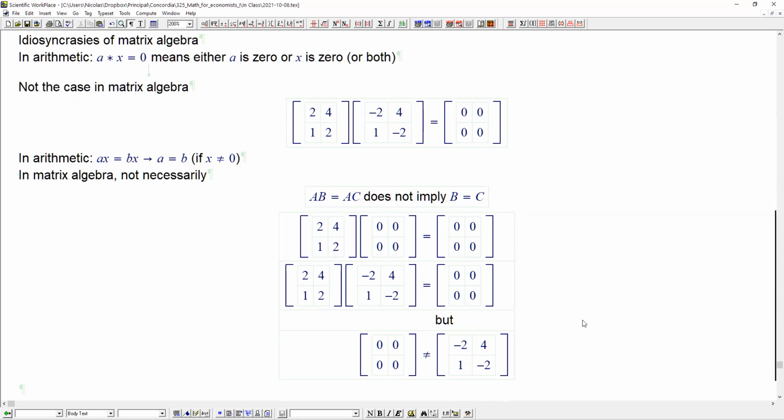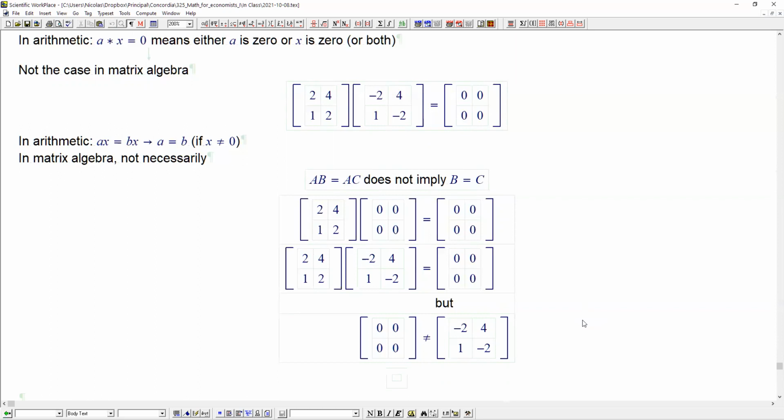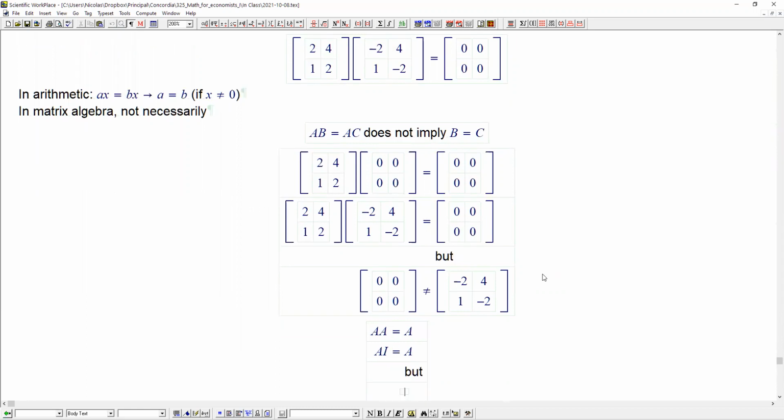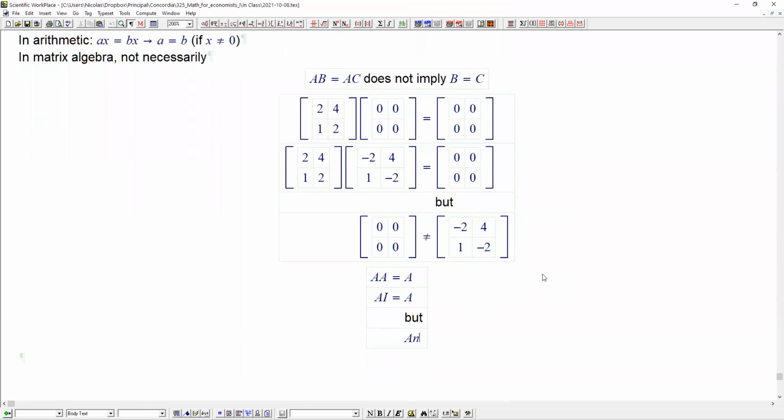Or one other case is the idempotent matrix. So AA equals A, but A times the identity matrix will equal A as well. But A is, of course, not necessarily equal to the identity matrix. So that's very strange and counterintuitive sometimes.